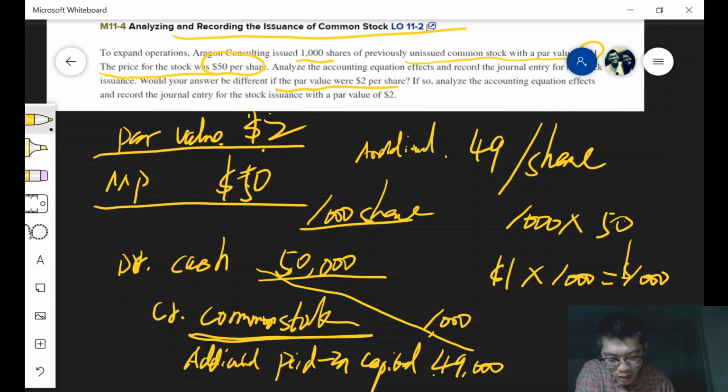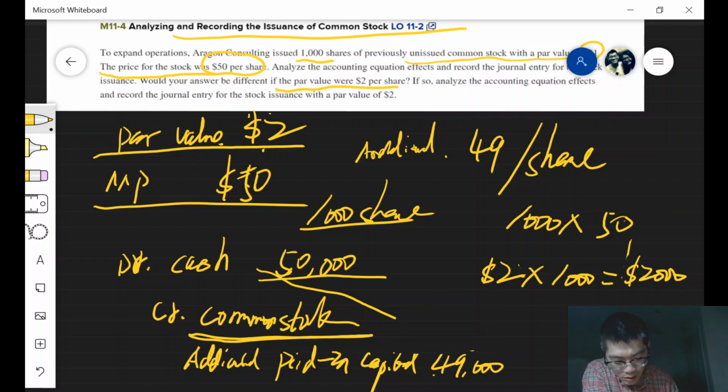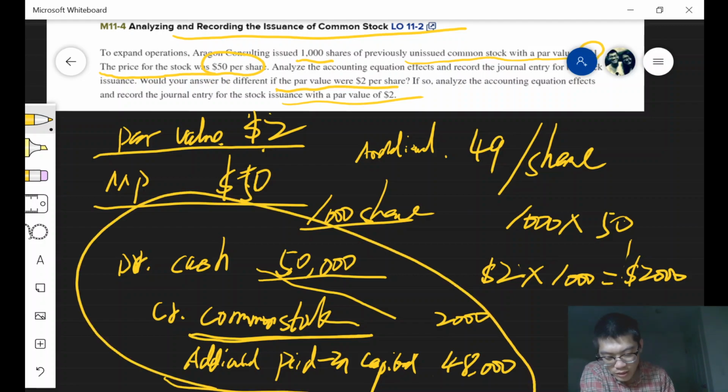Now the common stock balance will change because the par value increased by $1 to $2 per share. So the par value for these 1,000 shares is no longer $1,000; now it becomes $2,000. Our common stock is now worth $2,000, and our additional paid-in capital reduces to $48,000, because anything beyond the par value is additional paid-in. So that is how we record this if the par value changes.